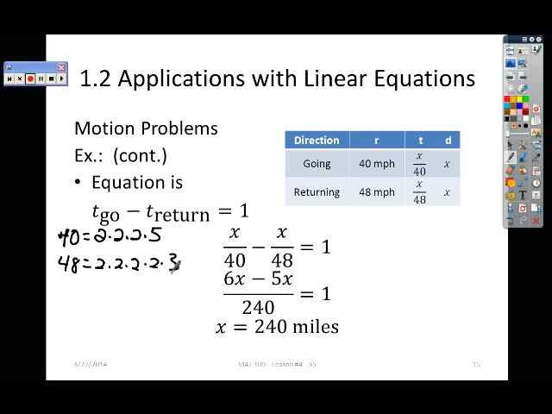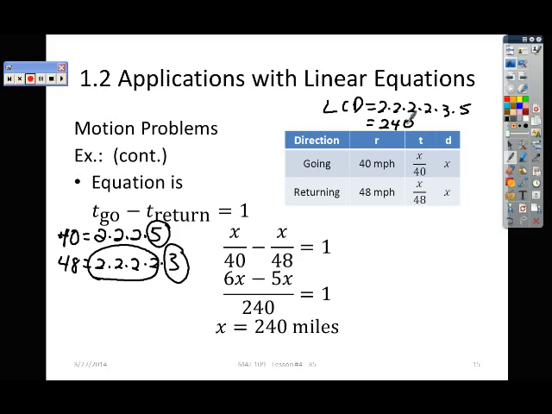3 times 16. My LCD then will be my longest string of 2's in either of these, my longest string of 3's, and my longest string of 5's. So this is my longest string of 2's, this is my longest string of 3's, that's my longest string of 5's. So my LCD is 2 times 2 times 2 times 2 times 3 times 5. 16 times 3 is 48, 48 times 5 is 240. So that gives me an LCD of 240.